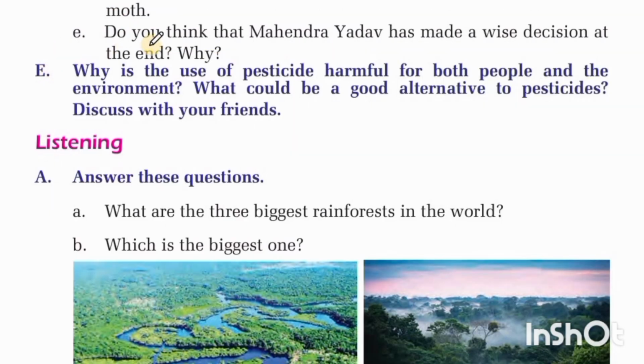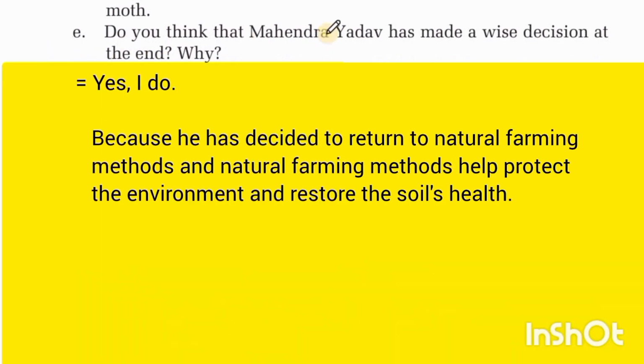Question E. Do you think that Mahendra Yadav has made a wise decision at the end? Why? Possible answer. Yes, I do. I think Mahendra Yadav has made a wise decision at the end because he has decided to return to natural farming methods, and natural farming methods help protect the environment and restore the soil's health.